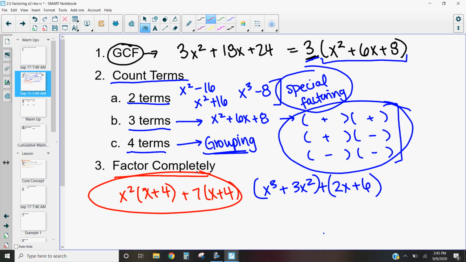As you check out these future videos on the different types of factoring that we're going to look at, whether it's 3 terms, whether it's 2 terms being special factoring, or whether it's factoring by grouping, remember, we are going to follow these same rules. Get rid of that greatest common factor if it's there. Count the number of terms. Determine the method that we should use. Lastly, make sure that you factor it completely.